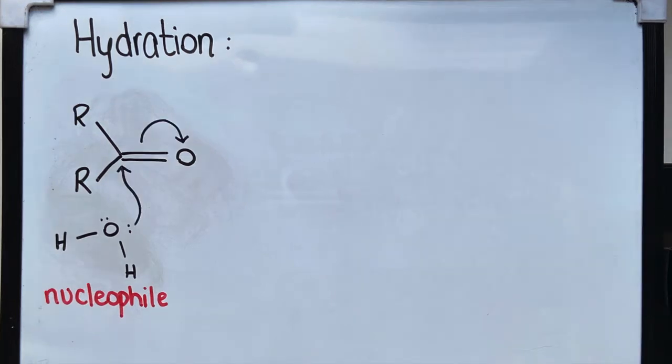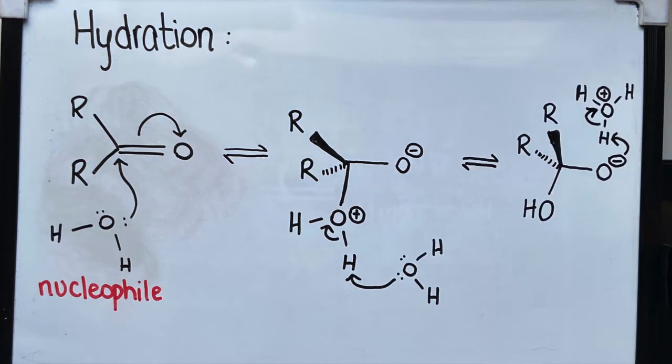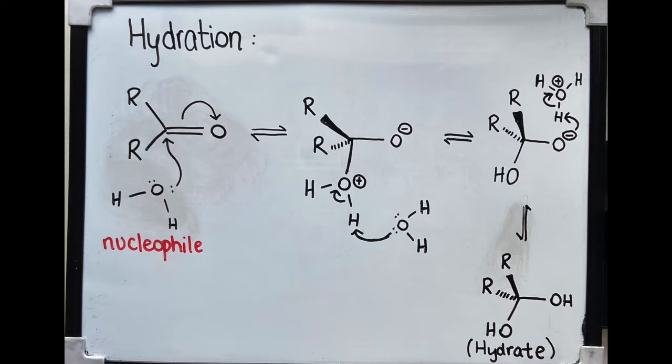The electron-rich oxygen atom adds to the electrophilic carbon atom of the carbonyl group. A tetrahedral intermediate is formed, shown here. Another water molecule will accept this additional proton, which can be transferred to the negatively charged oxygen to form our hydrate product. Essentially, we have moved a proton between the two oxygen atoms in a process mediated by water.